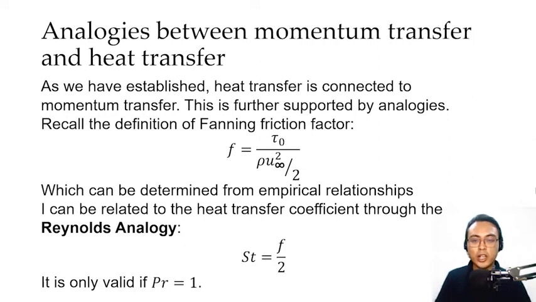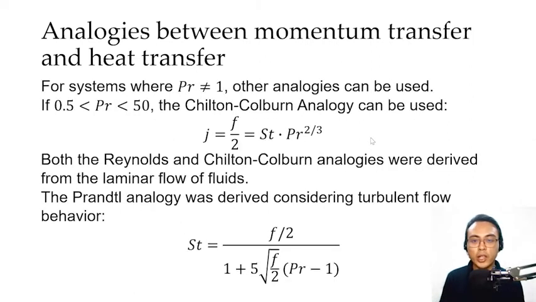For other instances wherein the Prandtl number is no longer equal to 1, we can use what we call the Chilton-Colburn analogies. The Chilton-Colburn analogy can be applied if the Prandtl number is between 0.5 and 50. And the Chilton-Colburn analogy makes use of what we call the J factors. So we have 3 J factors: the J factor for momentum transfer, the J factor for heat transfer, and the J factor for mass transfer. For momentum transfer, the J factor is equal to f over 2, or the Fanning friction factor over 2. For convective heat transfer, the J factor has a value of the Stanton number multiplied by the Prandtl number raised to 2/3.